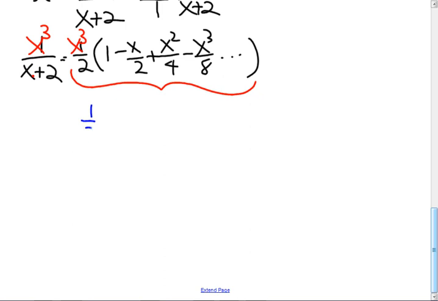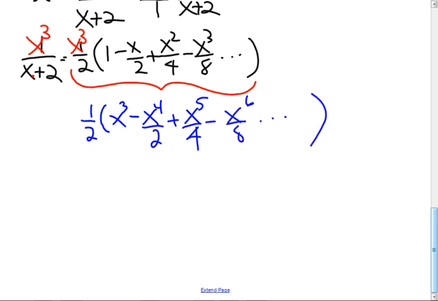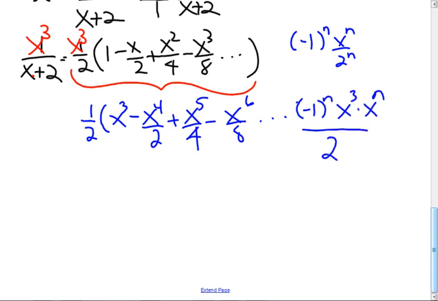This would be 1/2. Then it would be x cubed minus x to the 4th over 2 plus x to the 5th over 4 minus x to the 6th over 8, etc. And that was negative 1 to the n times x over 2 to the n. So let's multiply that out. That times x cubed is negative 1 to the n, x cubed times x to the n over 2 to the n. What does this simplify to give you? What do you have to do? N plus 3. You can just reverse it, which is fine.